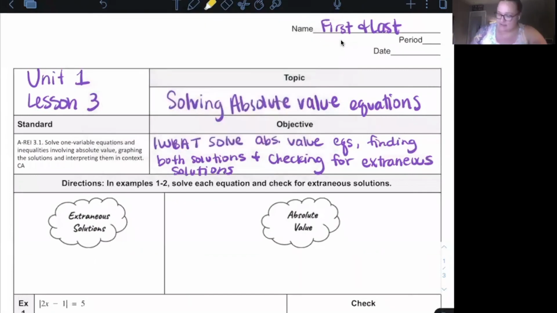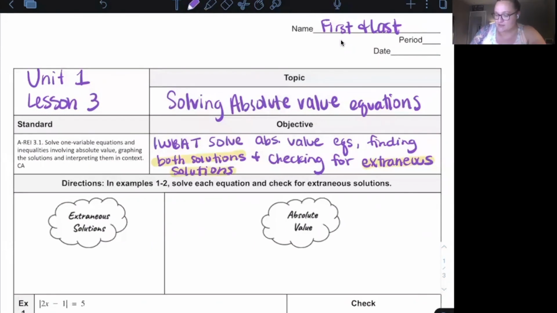So the first thing is I wrote both solutions. So when you solve an absolute value equation, you're going to get more than one answer. You're going to get two answers. And you're going to have to take those two answers and check them to make sure they both work. And if one doesn't work, it's what we call an extraneous solution.